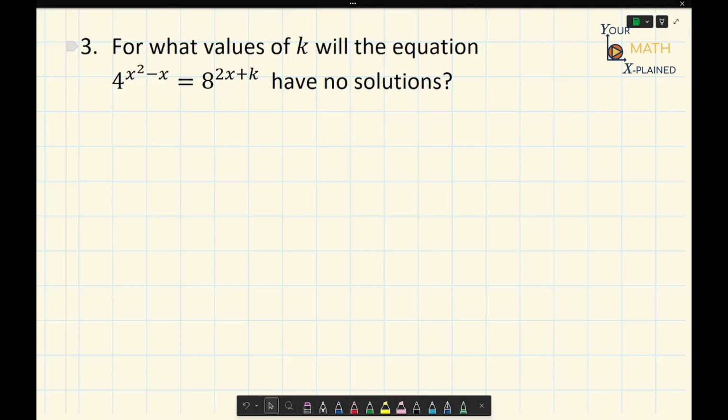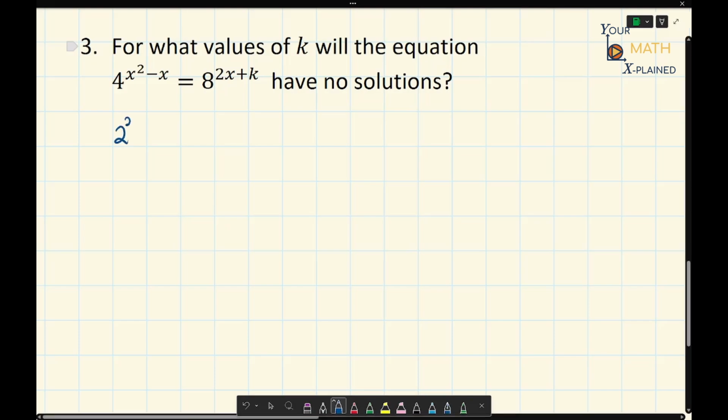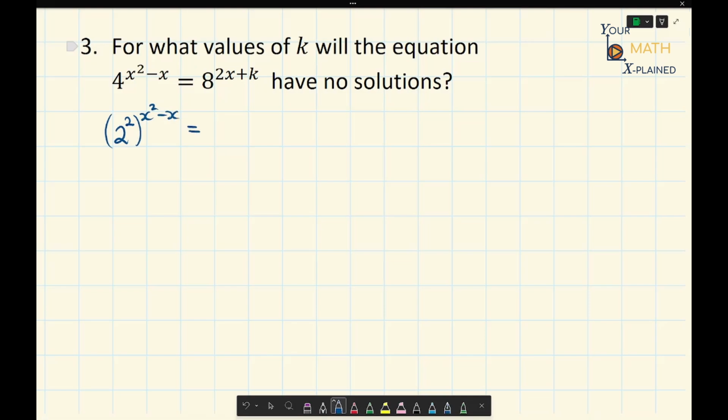So the first thing we're going to do is, again, set both sides so that they have the same base. So that means the left-hand side, 4 is going to be rewritten as 2 to the power of 2. And then we still have our exponent, which is x squared minus x. And then the right-hand side, we're going to rewrite 8 as 2 to the power of 3. And again, our exponent stays, so that would be 2x plus k.